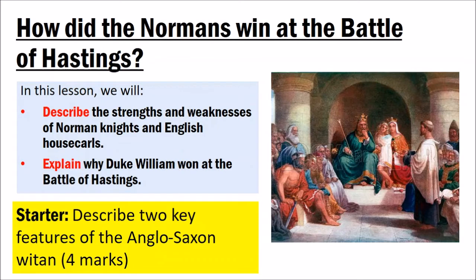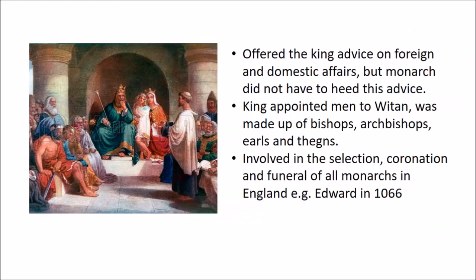So, describe 2 features of the Witan. What could you have for that? It was the king's advisors, basically. It offered the king advice on anything foreign or domestic, but the monarch didn't have to listen to this advice. You could also write down that the king appointed people to the Witan. This usually meant bishops, archbishops, earls, thanes, very important people.